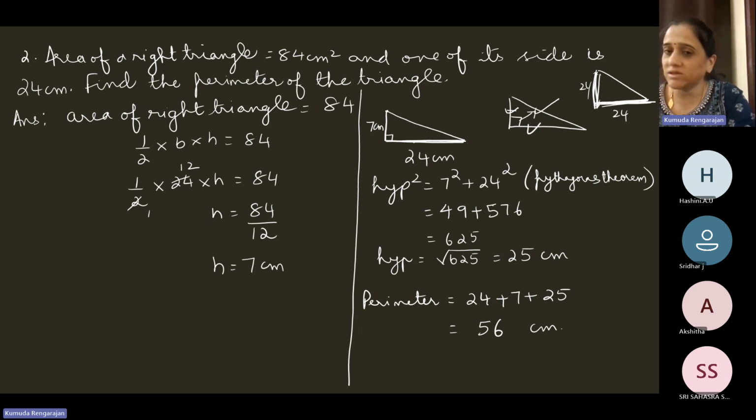Now using Pythagoras theorem, you can find the length of the hypotenuse. The square on the hypotenuse is equal to the sum of the squares of the other two sides.